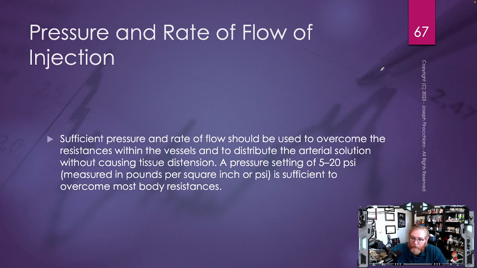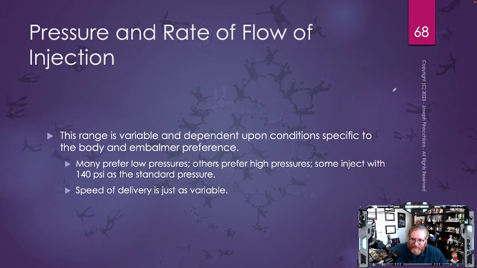Sufficient pressure and rate of flow should be used to overcome the resistances within the vessels and to distribute the arterial solution without causing tissue swelling. A pressure setting of 5 to 20 psi is sufficient to overcome most body resistances. So for pressure, you're looking at 5 to 20 psi, with a rate of flow of 1 gallon every 10 to 15 minutes. This range is variable and dependent upon conditions specific to the embalmer and embalmer preference. Many prefer lower pressures. Others prefer higher pressures, and some inject with 140 psi as a standard pressure. Speed of delivery is just as variable. Everyone has their own ways of doing it.